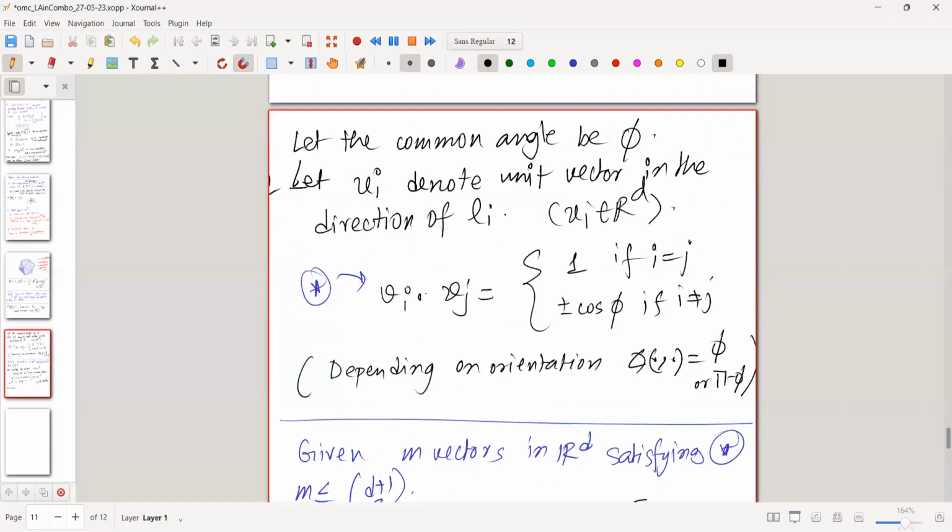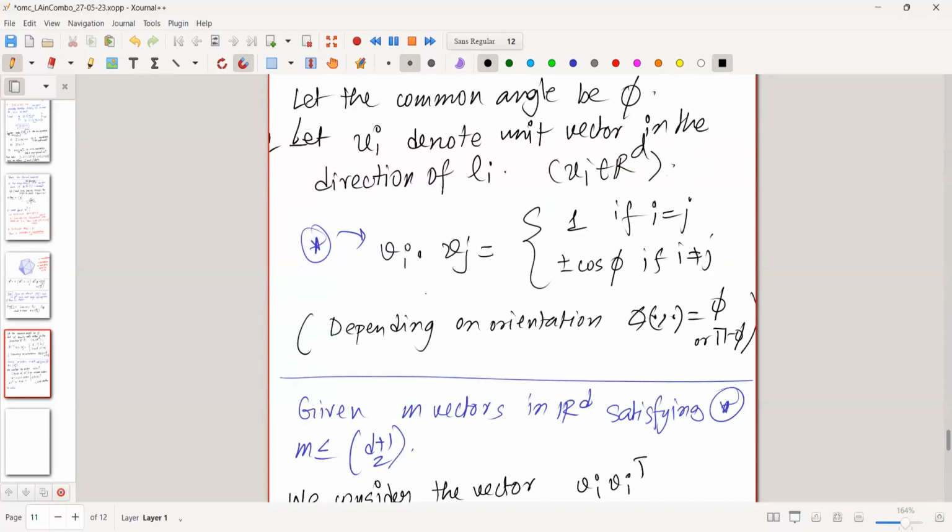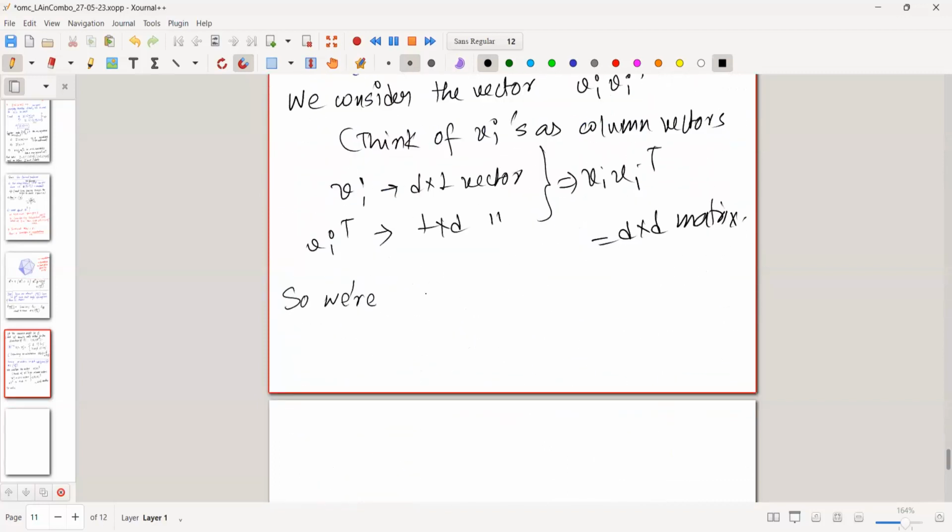Consider a unit vector along the direction of Li. So suppose you have something like your line passing from 0, 0, 0 to 1, 2, 3, 4, 5. Then your vector is just 1, 2, 3, 4, 5. Does that make sense?